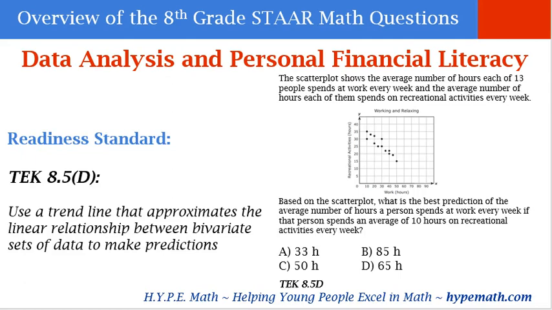Let's look at another readiness standard. TEKS 8.5D, use a trend line that approximates the linear relationship between bivariate sets of data to make predictions. In looking at our sample problem, we see that we have a scatter plot. It has a trend line and it's asking for information.